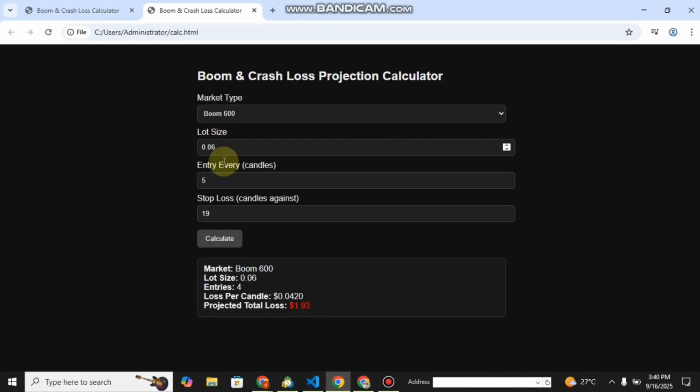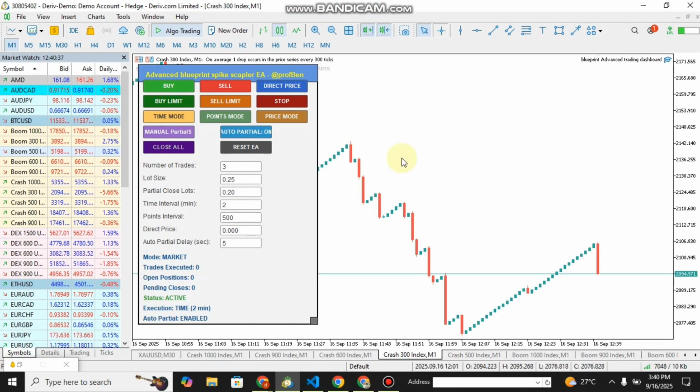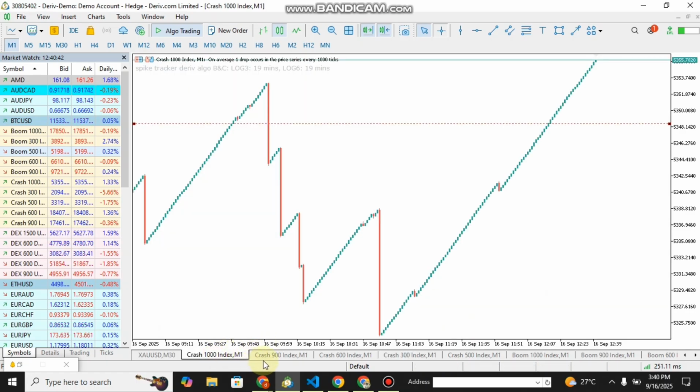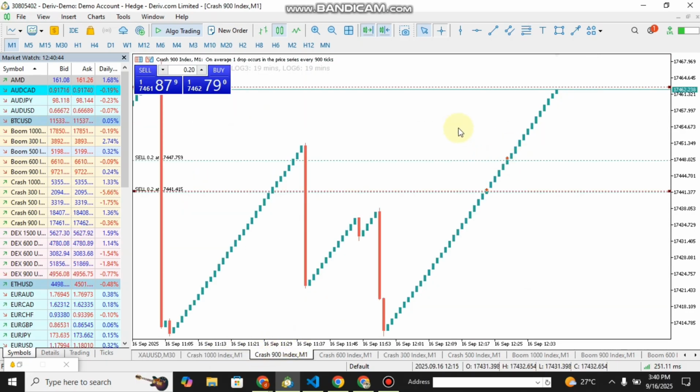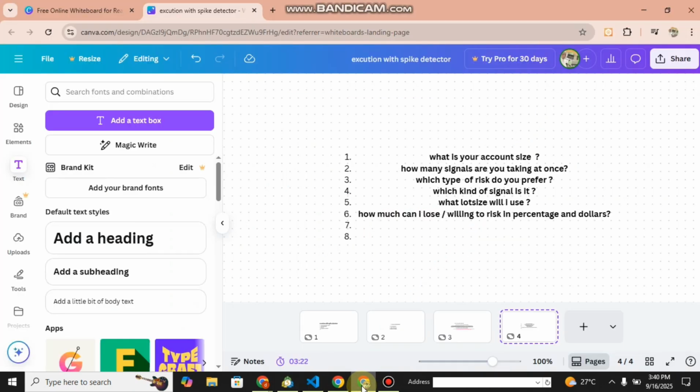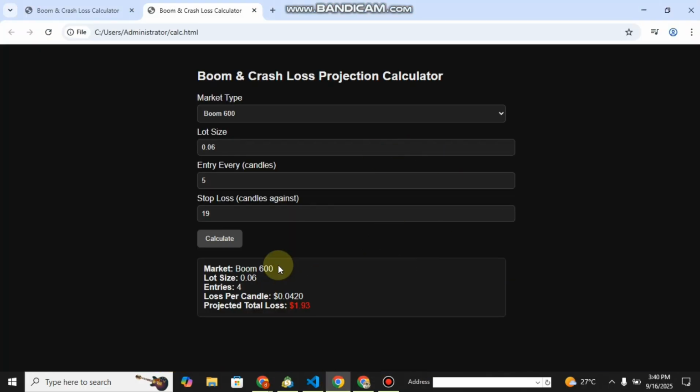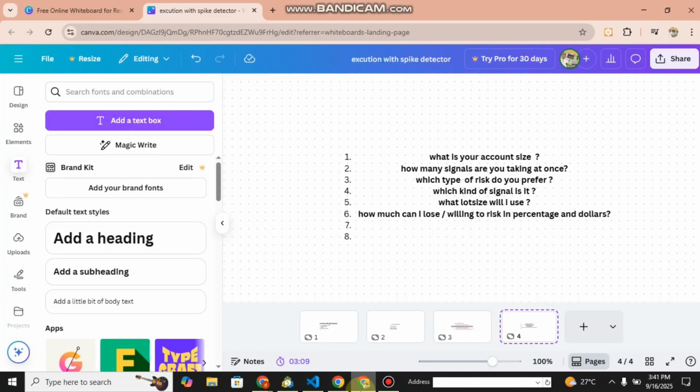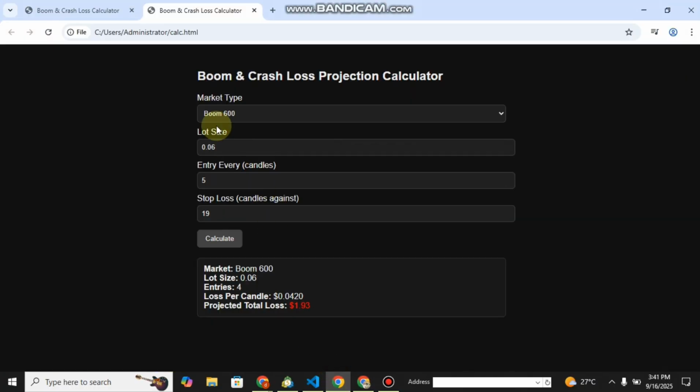If I use 0.06, and remember it's 0.06, you see that one has already spiked, by the way. This one is about to hit a stop loss. It's 0.06 adding the position like that, and I'll just lose $1. I don't know whether I'll make another video about execution, but I believe I have passed my point. These are the questions you should ask yourself. You should use this calculator.